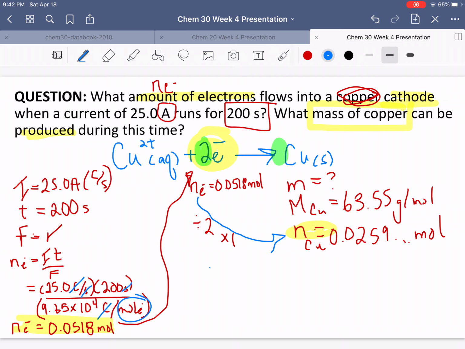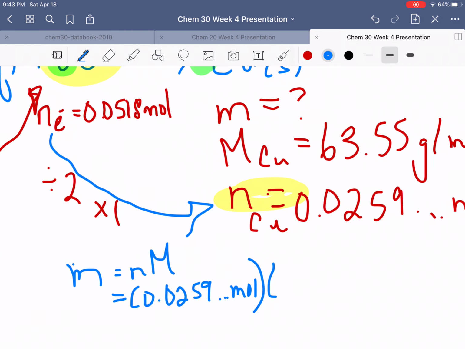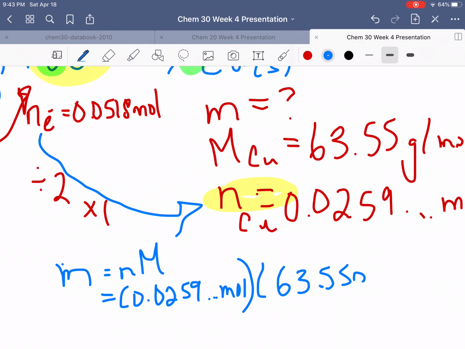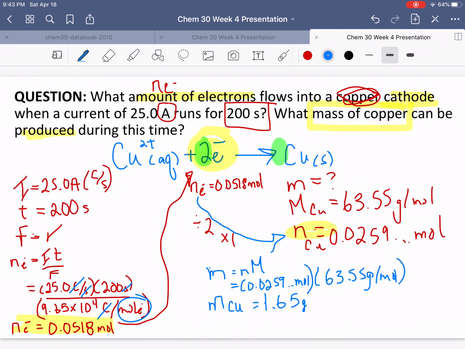All right, so formula-wise, m is equal to number of moles times molar mass. The number of moles of the copper, of course, which we just figured out was 0.0259 moles, times the molar mass of copper that I wrote down before, 63.55 grams per mole. Calculate those out. Our mass of copper, we need 3 sig digs, 1.65 grams. In terms of what's what, honestly, mathematically, it's not that different than things you've done in the past.